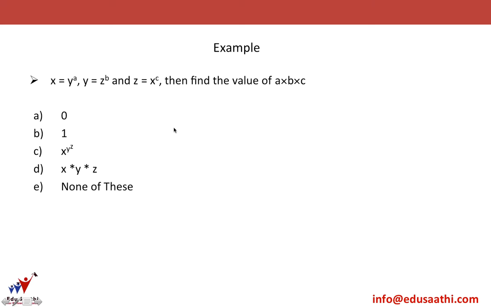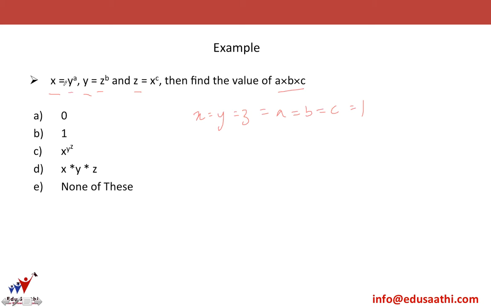Let's try the next question. If x is equal to y raised to power a, y is equal to z raised to power b, and z is equal to x raised to power c, then find the value of a multiplied by b multiplied by c. The easiest way to solve this question is to take x is equal to y is equal to z is equal to a is equal to b is equal to c equal to 1, since nothing is mentioned that all these numbers are distinct or not.